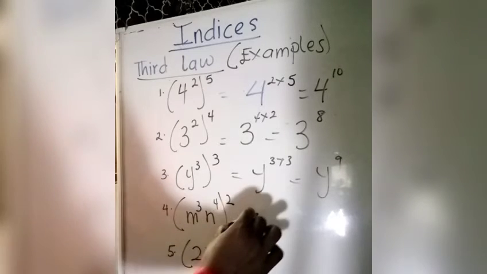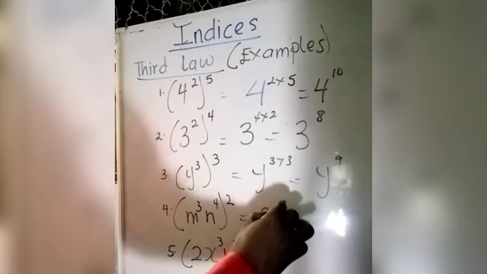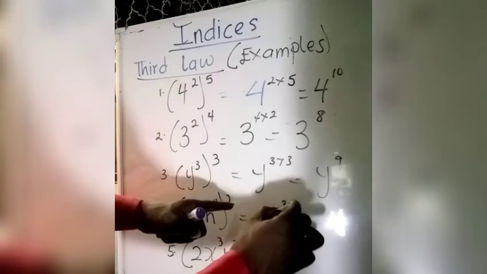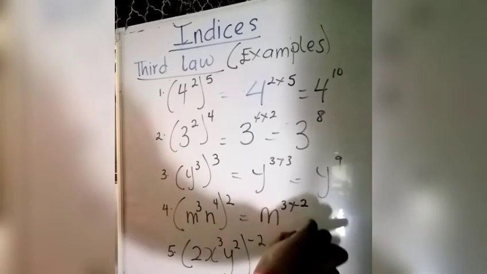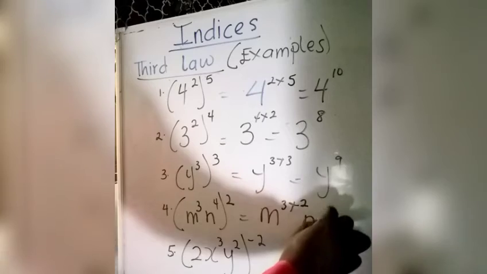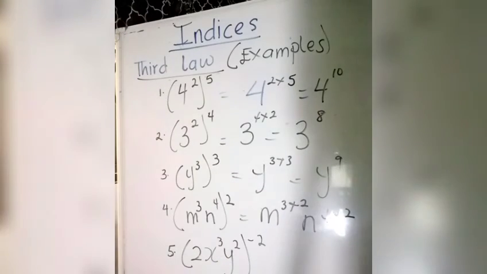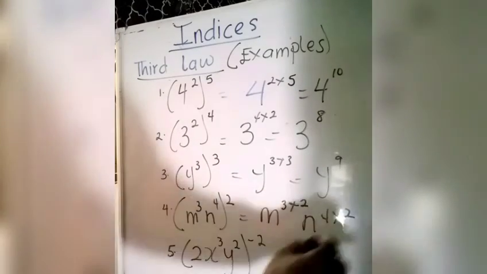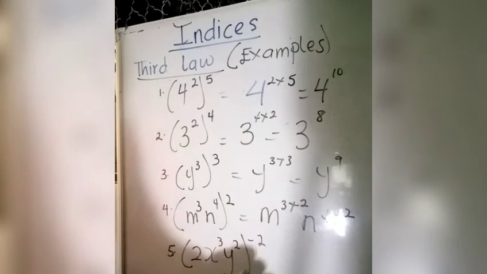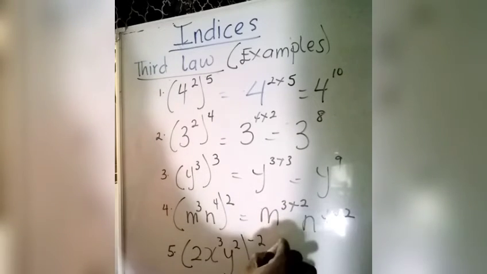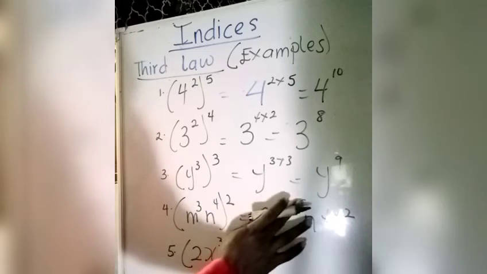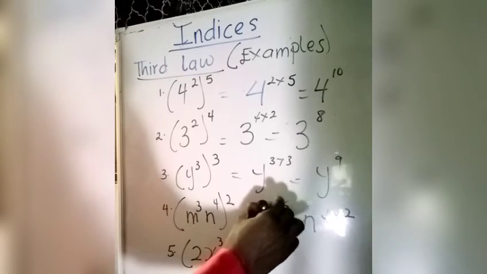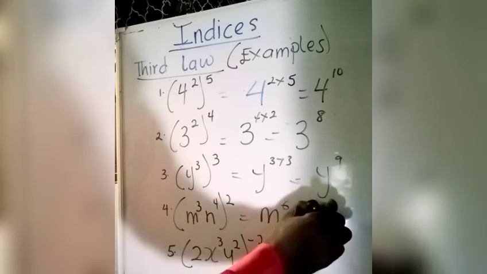Okay, so let's go here. 3 times the power outside 2, then 4 times the power outside 2. Do you get it? So here our final answer will be, let me write it here, 3 times 2 will give you 6, and 4 times 2 will give you 8.